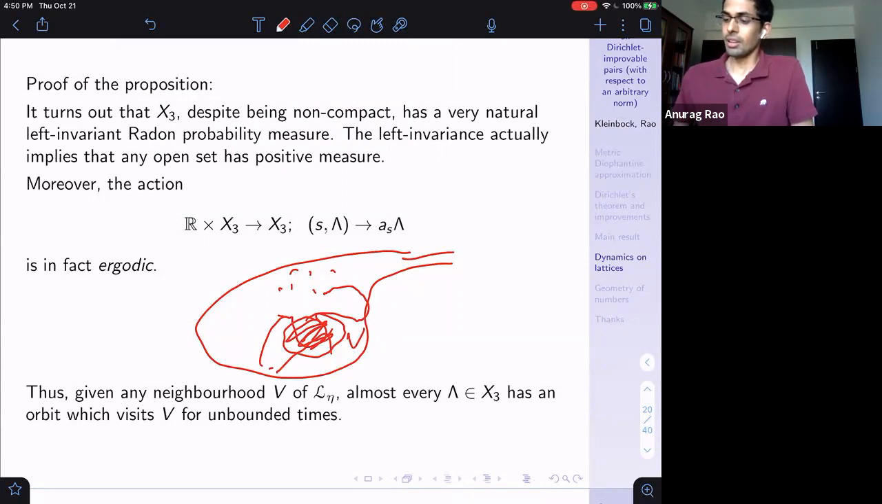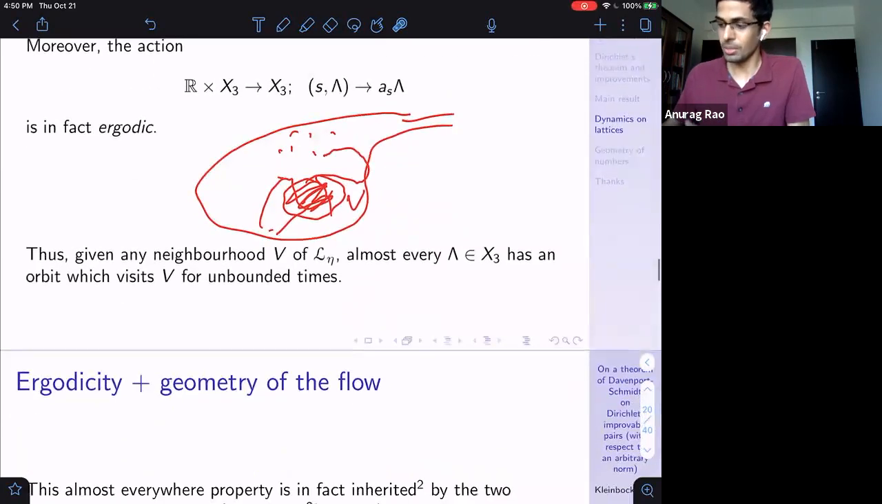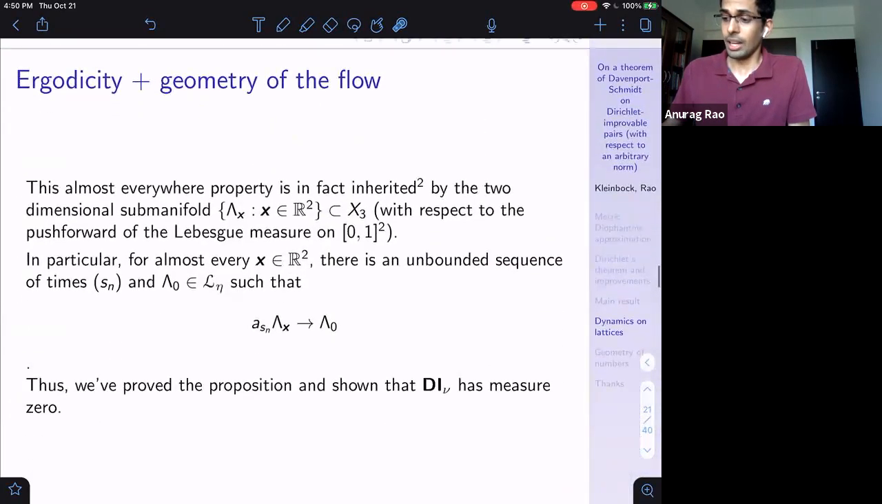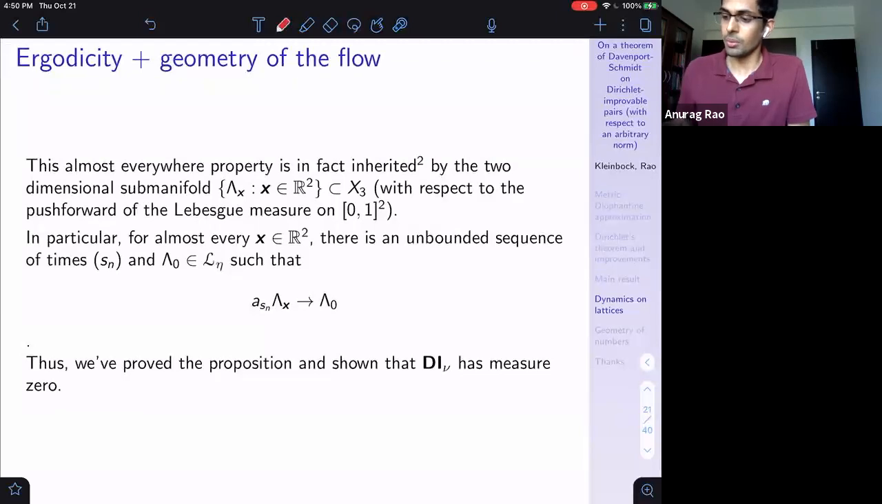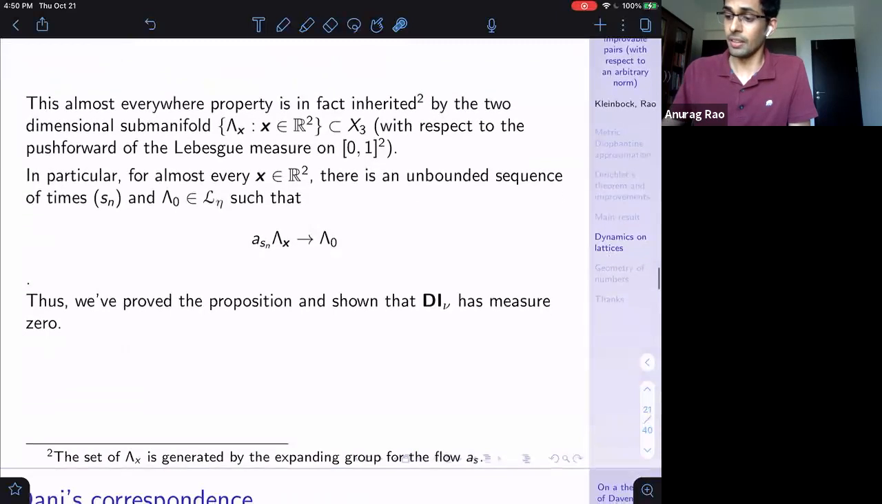And now let me remind you, what we want to show is that this almost everywhere property for X3 can be restricted to this two-dimensional subset of lambda x. So that's maybe the difficulty. I shouldn't say difficulty, but it's what's left. And in fact, that's not very hard at all. So you can show that this almost everywhere property is inherited by this submanifold in X3, these lambda x's, with respect to the appropriate measure.